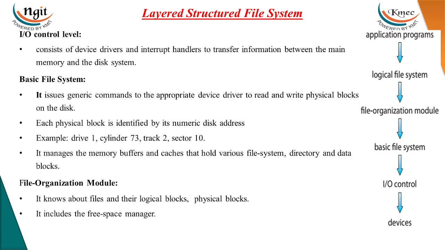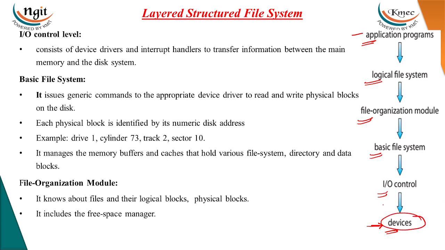Let's see the layered structure of this file system. In the layered structure, the uppermost layer is your application programs, the software that you are using, and the bottom layer is the device. The application program accesses the IO device. In between the application program and IO devices, there are the logical file system, file organization module, basic file system, and IO control.